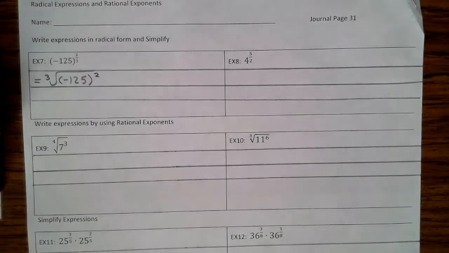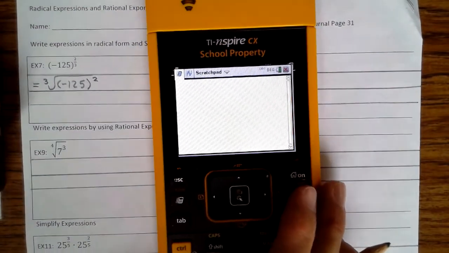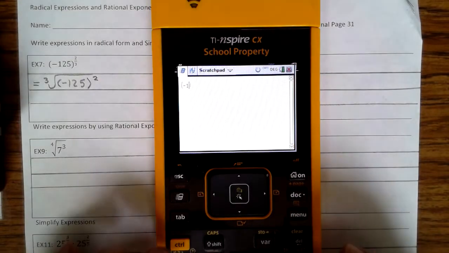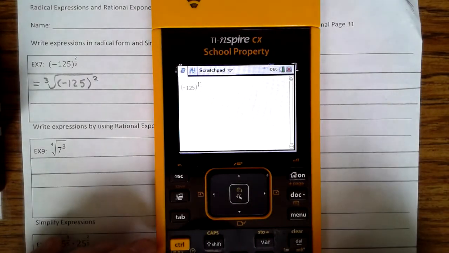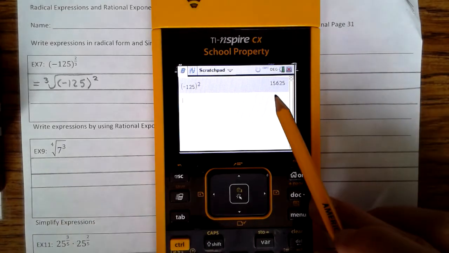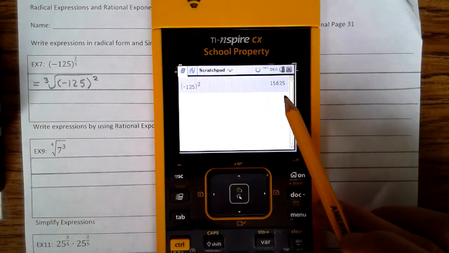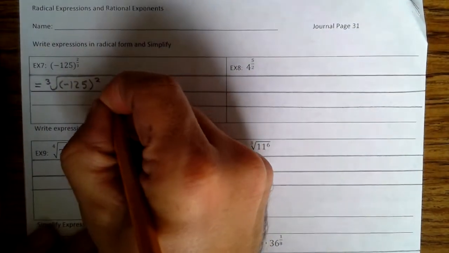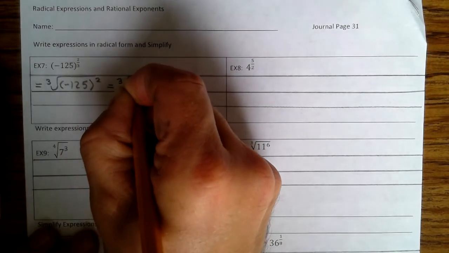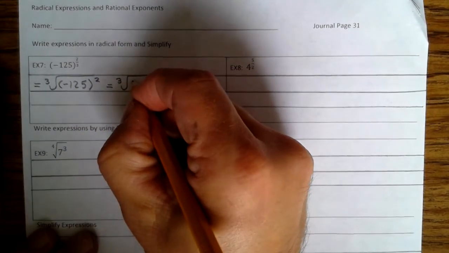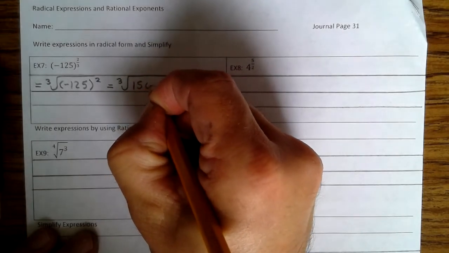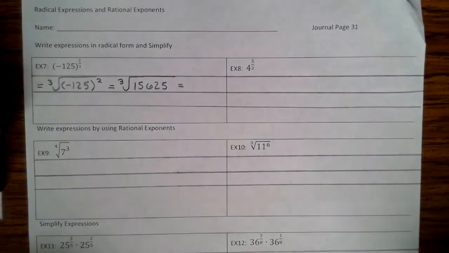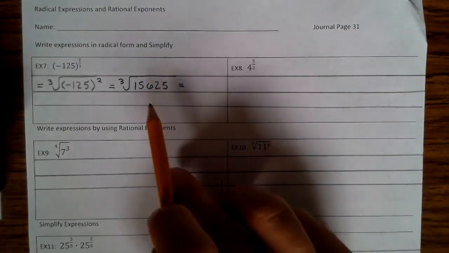I'm just going to use this calculator as a four function calculator. Negative 125 squared is 15,625, okay? So this equals the cube root of 15,625. So now you have to figure out the cube root. You have to figure out what number cubed gives you 15,625.